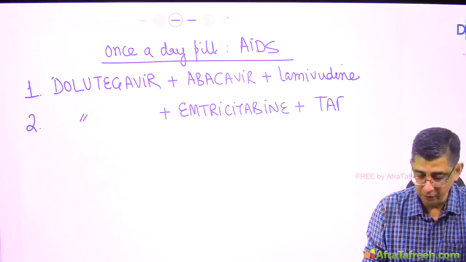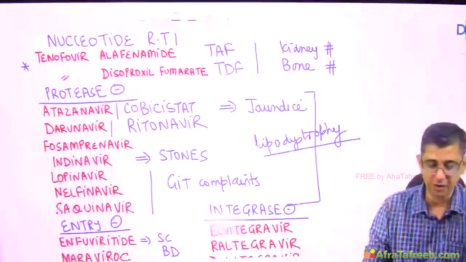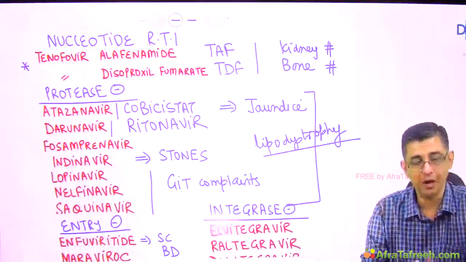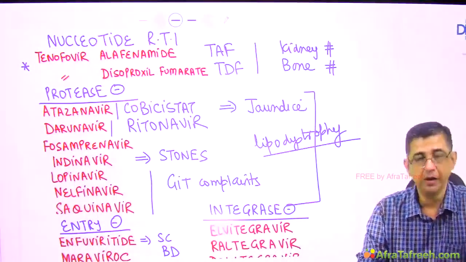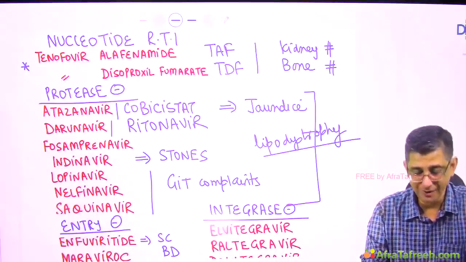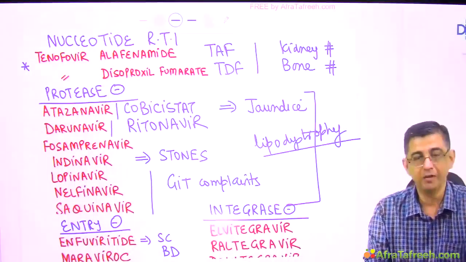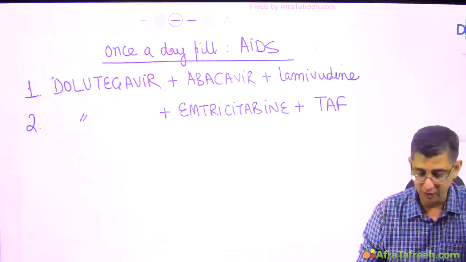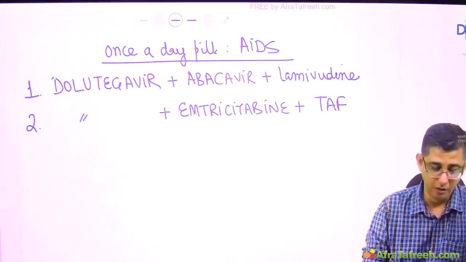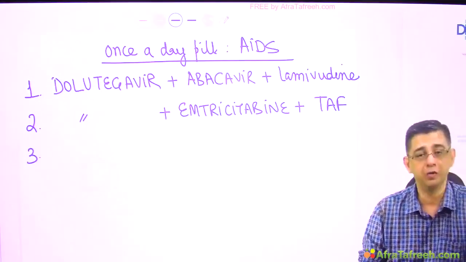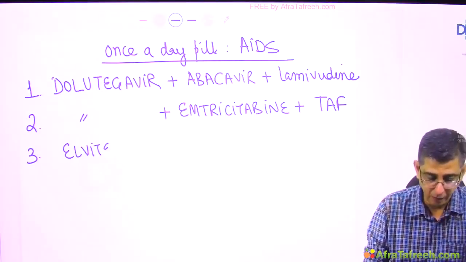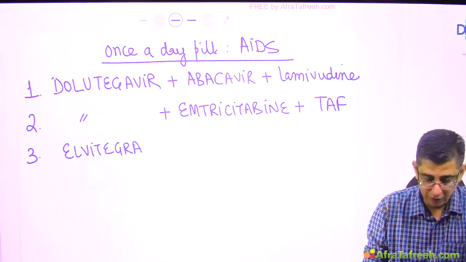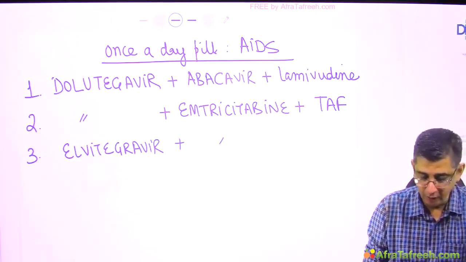Tenofovir is in 2 formats. One is called TAF, the second one is called TDF. I've explained to you that they are tenofovir alafenamide and tenofovir disoproxil fumarate, and the safety with respect to damage to the kidney is better for tenofovir alafenamide, that is TAF. So that is why I have written a short form here. The third molecule which can be used for management is elvitegravir. Along with this, emtricitabine and TAF would remain common.